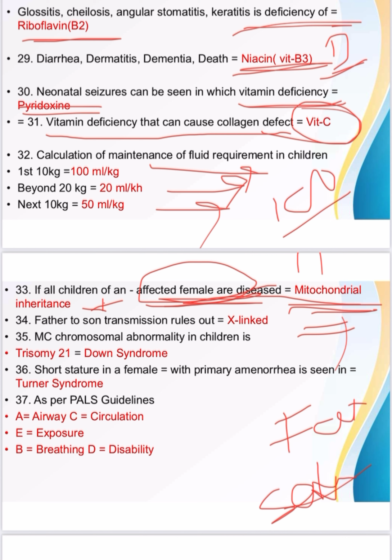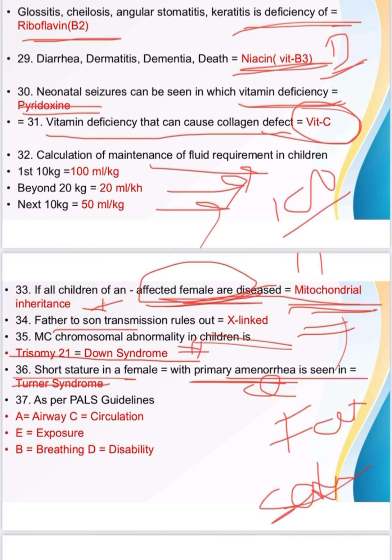Then the most common chromosomal abnormality in children is trisomy 21, that is Down's syndrome. Very much important: Down syndrome, most common chromosomal abnormality. Then short stature in a female with primary amenorrhea is seen in Turner syndrome. Primary amenorrhea is a key point here.